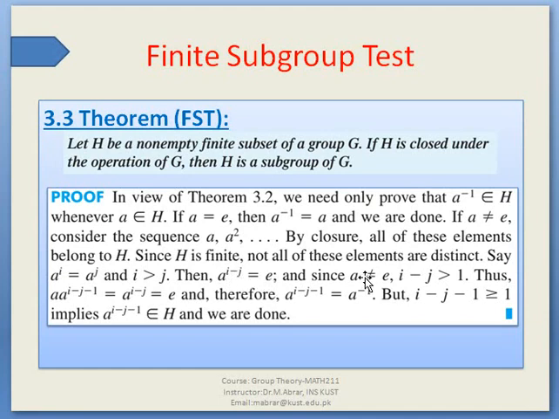Note that because a was different from e, i minus j definitely is bigger than 1. Okay, this simply can be written as this, since now it becomes a power of a, that's why it belongs to H, and we are done. Quite interesting, very simple. So if a given subset is a finite subset, then we can use this test to prove that that finite subset is a subgroup.